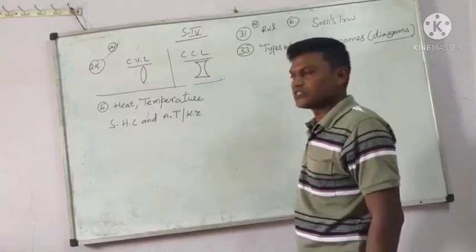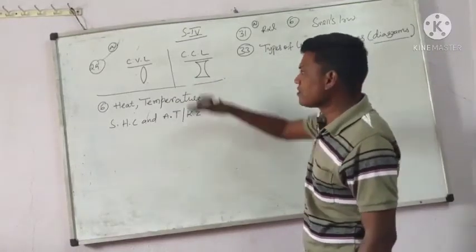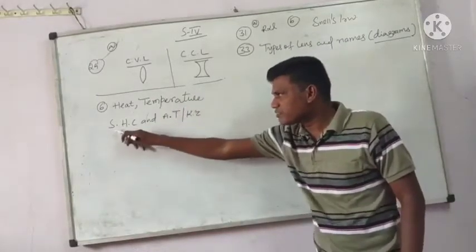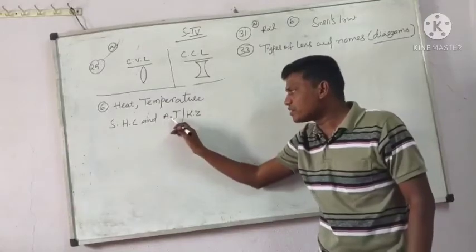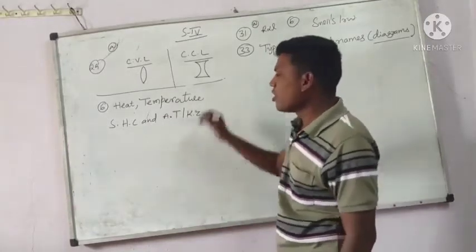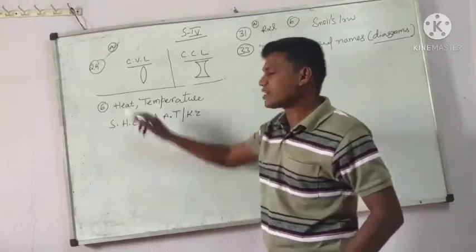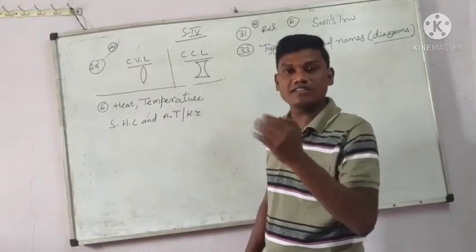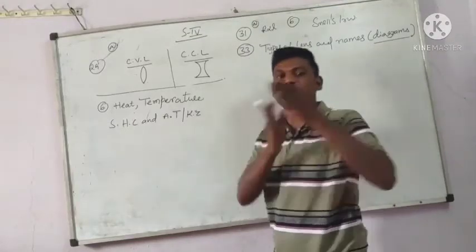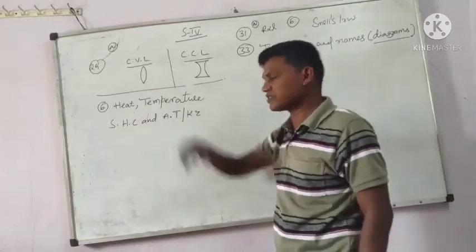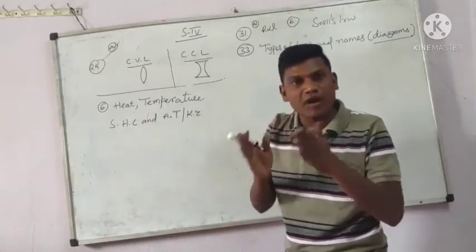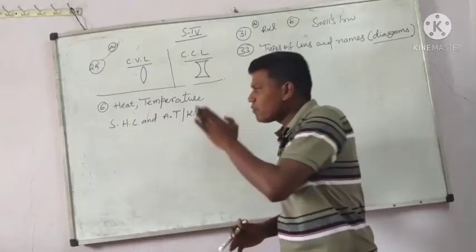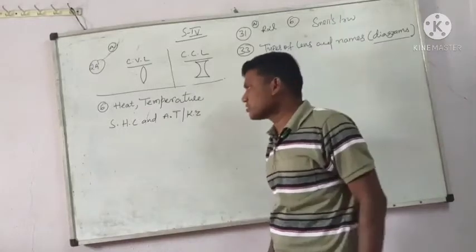Another question is also given, where during the examination we can write either this one or that one: heat, temperature, specific heat capacity, and absolute temperature or Kelvin zero. What is heat? We know that heat is a form of energy. It is always transferred from a body at higher temperature to a body at lower temperature.